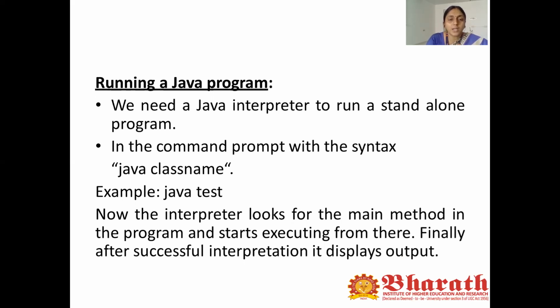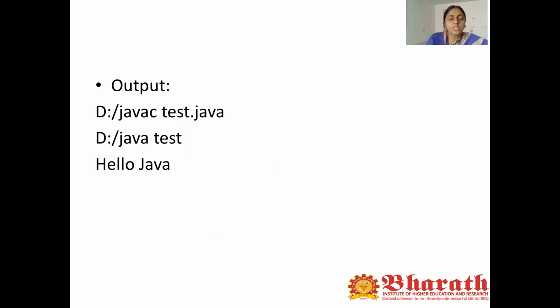So in the command prompt, we have to give java space filename. And now, what is the output? When you compile it successfully, it will go to the next line where you have to give the execution command. The execution command is java filename. Once the successful execution is done, we get the output as Hello Java.